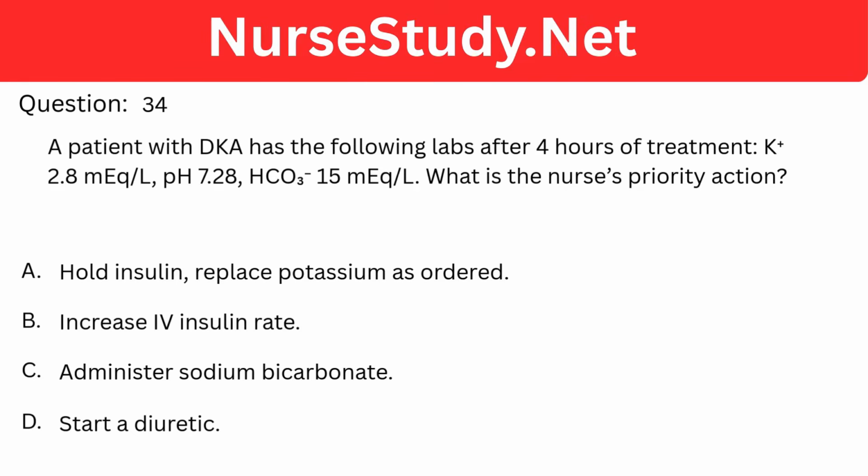Question 34. A patient with DKA has the following labs after 4 hours of treatment: potassium 2.8 milliequivalents per liter, pH 7.28, bicarb 15 milliequivalents per liter. What is the nurse's priority action? A. Hold insulin. Replace potassium as ordered. B. Increase IV insulin rate. C. Administer sodium bicarbonate. D. Start a diuretic.